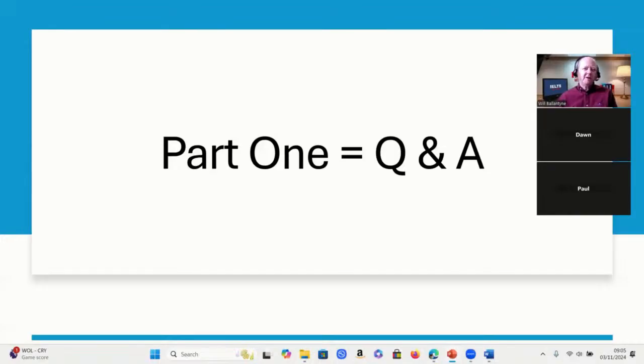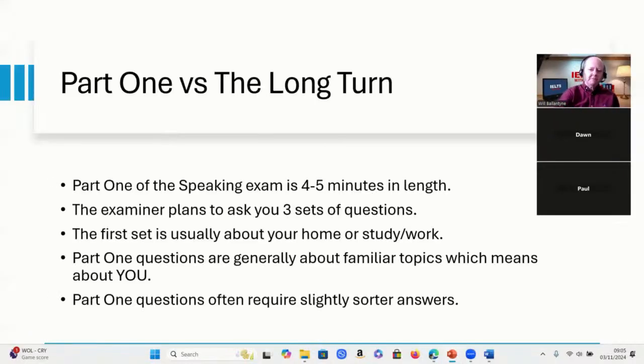And as I said, the first part is like a Q&A. That's what we call question and answer. I quickly ask you a question, you give me the answer. Then I ask you another question, you give me the answer. And that's part one. And as we talked about before, it's about 4 to 5 minutes in length. So he's got three sets of questions to ask you.